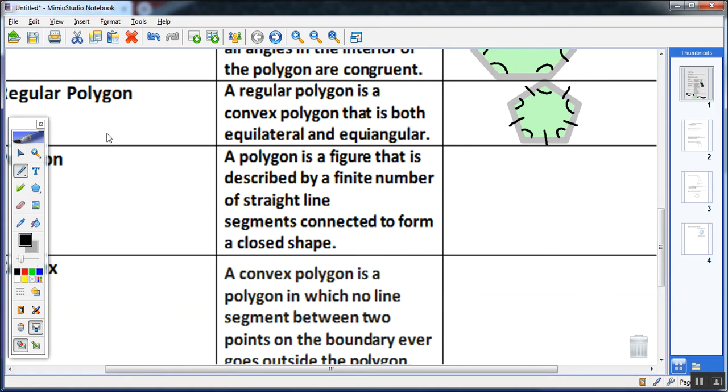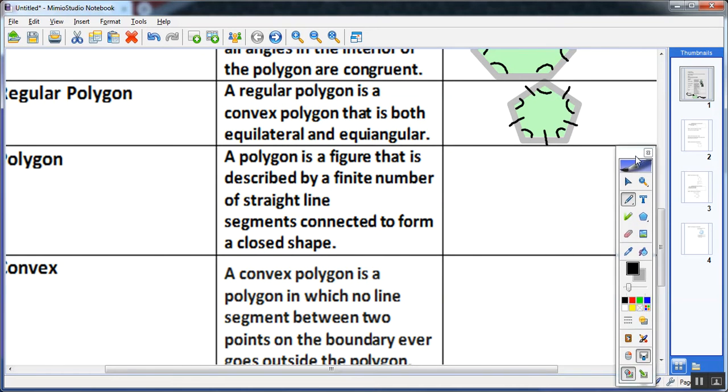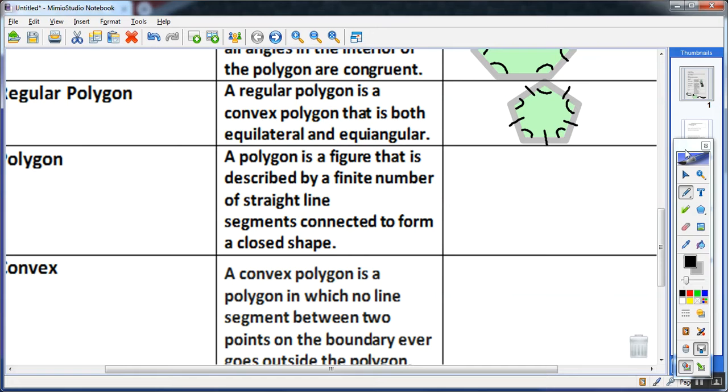And then the next thing that I have up here, kids, is polygon. You should be able to know what a polygon is. A polygon is any figure that's described by a finite number of straight line segments connected to form a closed figure. What does the word convex mean again? The things are pointed outwards. It's not dented in.